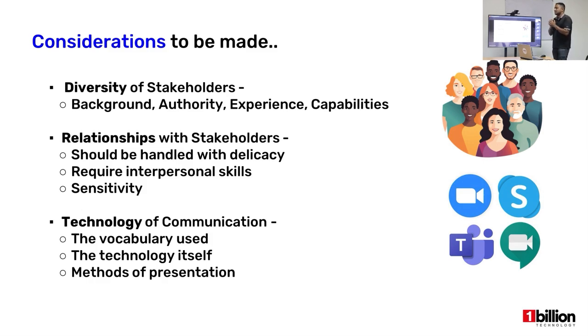So one of the main things that you need to consider is the diversity of stakeholders. When we talk about diversity, it could be the background, authority, experience, or the capabilities. When it comes to authority and the capabilities, this will be discussed further in the slides that are about to come. So background and experience are really important things when you are dealing with stakeholders, because you could be dealing with people from the same organization, from the same country, from the same client even, but they could be coming from different backgrounds or different experiences. So it's best to consider that these people are very different people, different from others and different from themselves.